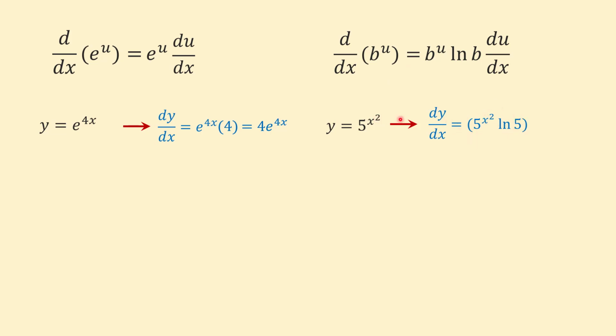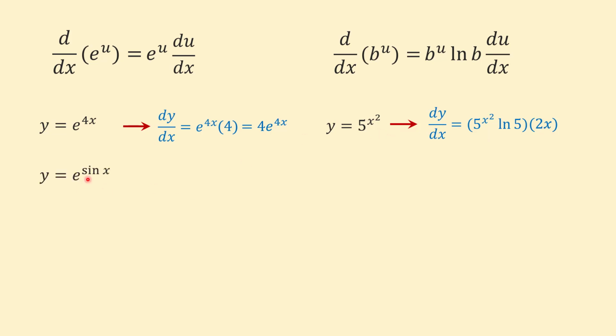Then we should multiply it by derivative of the inside. Inside is the power. In exponential functions, inside is the power of the function. We should multiply this by derivative of x squared. What is derivative of x squared? 2x. And this is derivative of the function.